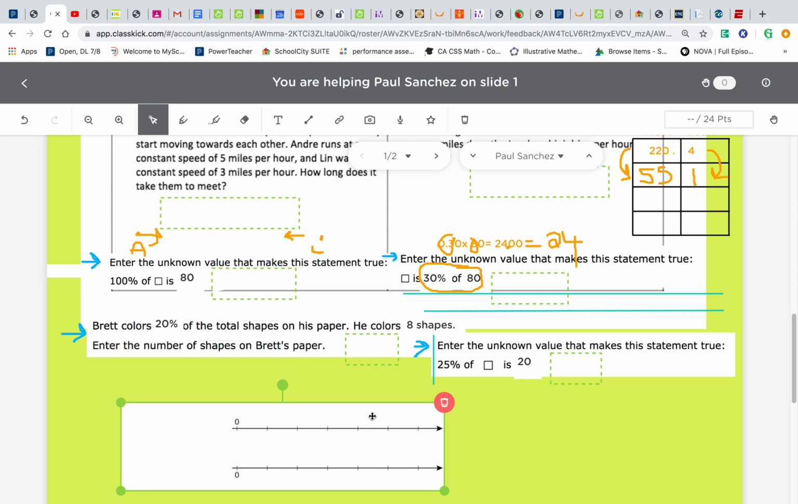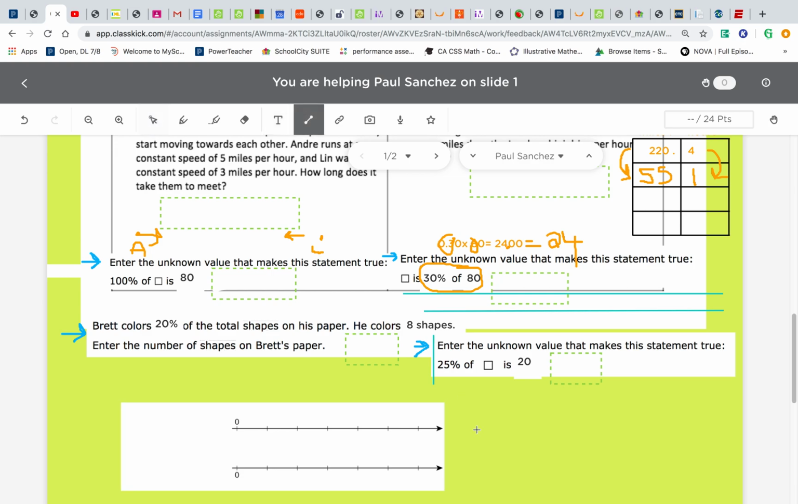All right. So the next problem is very similar to the one we just finished doing about Brett. So you can do it mentally, but I'm going to do this one with a double number line. So it tells us, enter the unknown value that makes the statement true. 25% of what number is 20? So if you take 25% of this mystery number, you get 20.